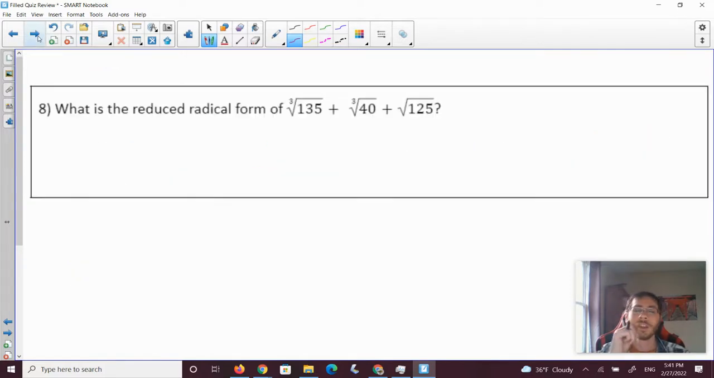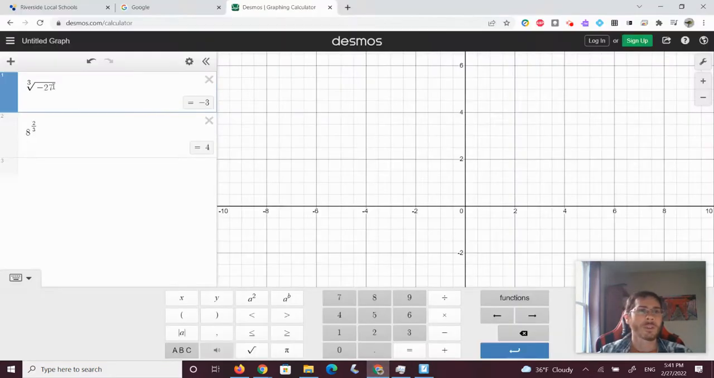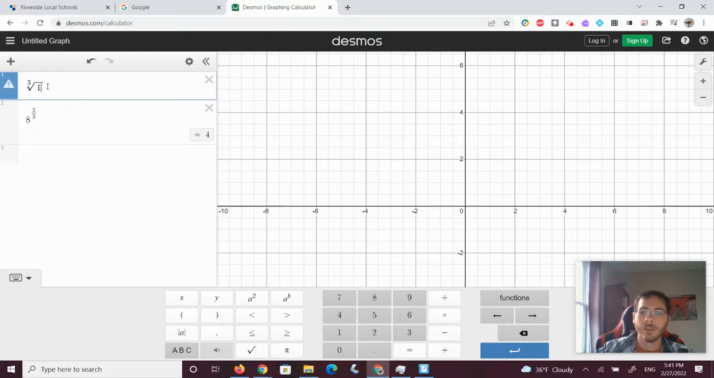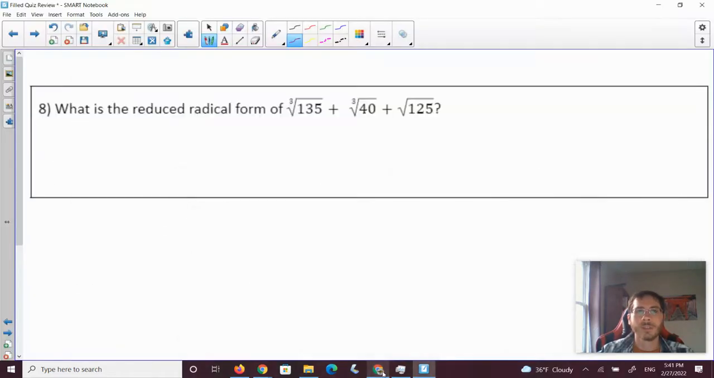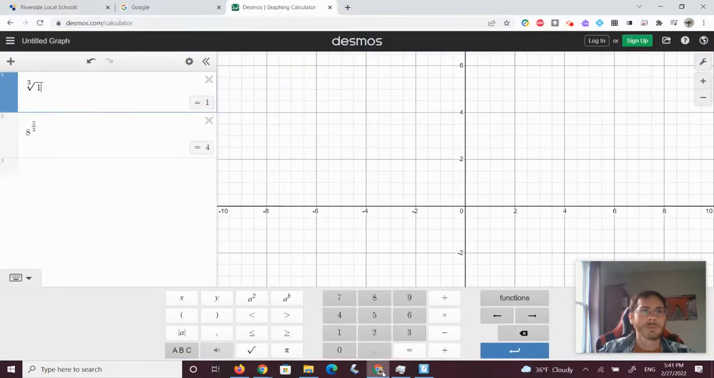All right, for number 8, what's the reduced radical form of the cube root of 135 plus the cube root of 40 plus square root of 125? So first thing we want to do is check to see if any of these are nice. So let's start with the cube root of 135. All right, that's not nice, so we can't do anything with that yet. Let's see what's next. Cube root of 40. I'm feeling pretty good about that. Nope. All right, square root of 125.